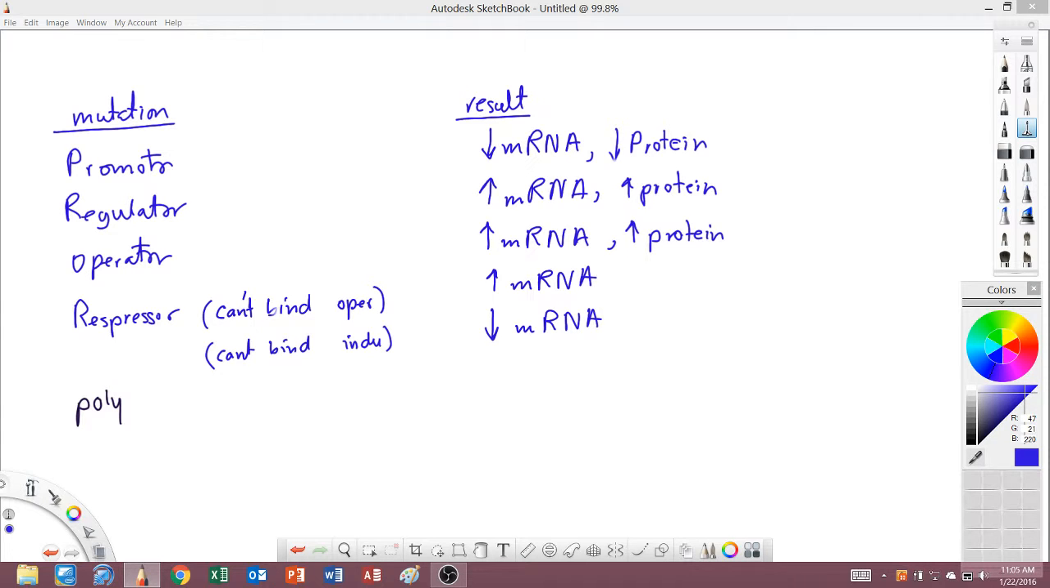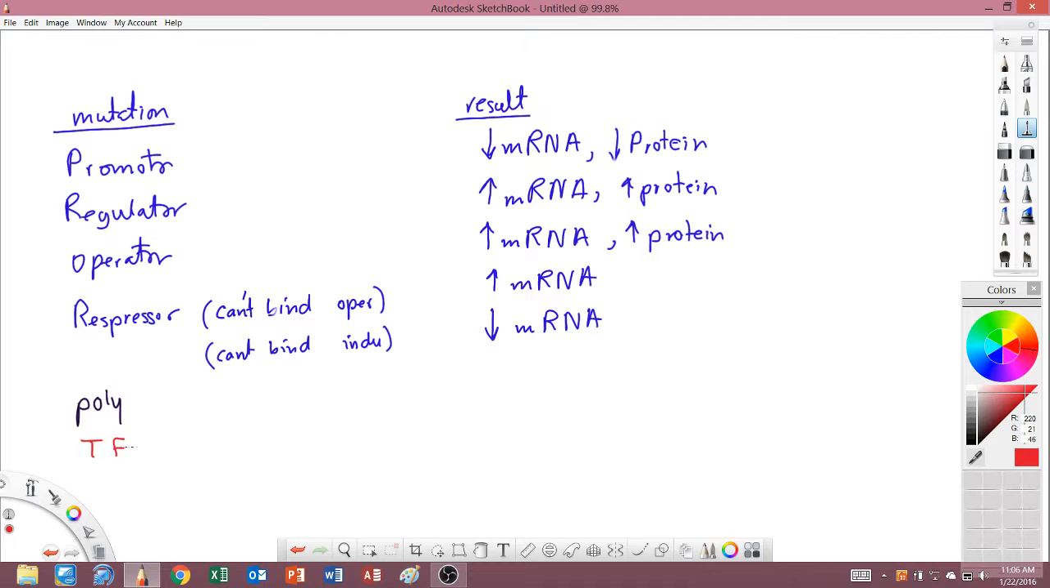So focus on what is the purpose of the promoter, what is the purpose of the regulator, operator, repressor, and polymerase. Transcription factor, for example, I mentioned many, many times. They help polymerase attach to the promoter.